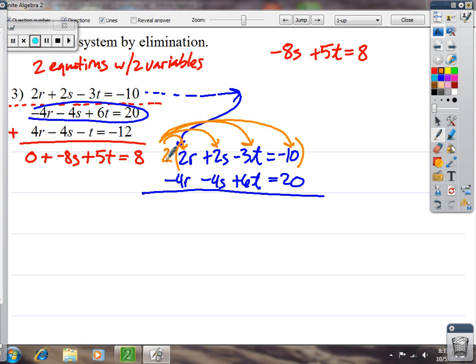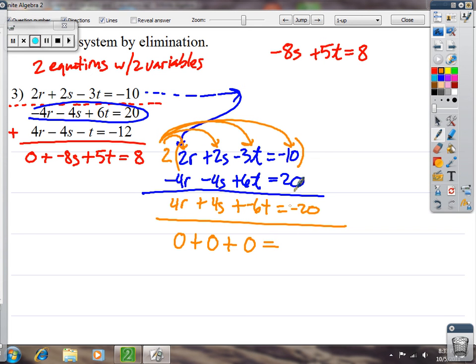So I'm going to do 2 times 2R is 4R. 2 times 2S is 4S. 2 times a minus 3T is a negative 6T. And 2 times negative 10 is a negative 20. Alright. So now I'm going to add them up. And my negative 4R plus 4R, that's 0. My negative 4S plus 4S, that's a 0. My 6T and a negative 6T, that's a 0. So 0, 0, 0. And if we keep going, we're going to get 20 and a negative 20, and that is also a 0.